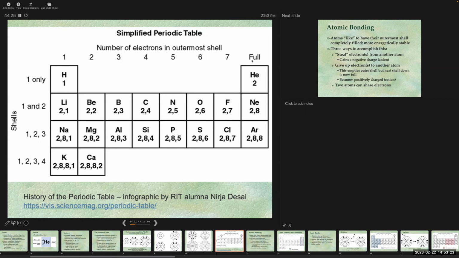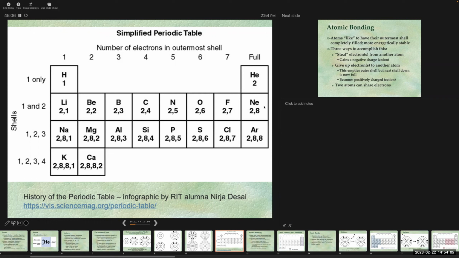Now, this last column on the far right, instead of being numbered 8 here, even though it is the 8th column, it's just called full. At least that's the way I've labeled it. Because what that last column represents are elements that have a full outer shell. So remember that the first shell can only hold 2 electrons. So hydrogen has only 1 electron in the outer shell. That's way over the far left. Helium has 2 electrons in the outer shell, but we put it way over here at the far right because that first shell is now considered full.